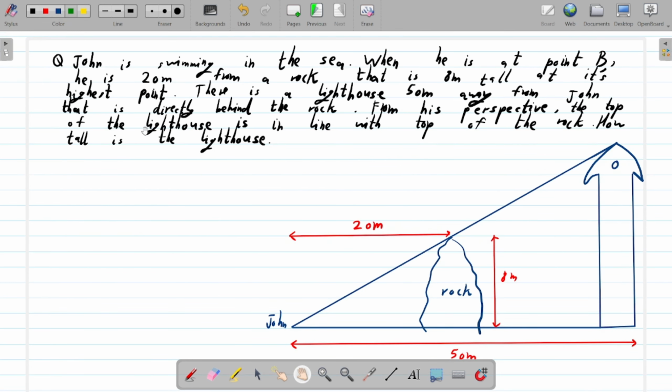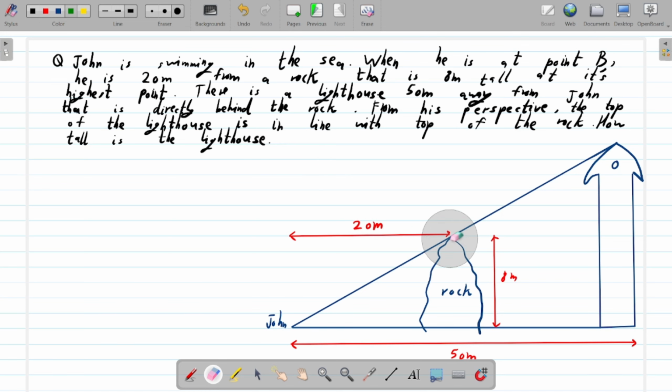Now let's look at one final question, a long question basically. The question is long, the answer is not that long. John is swimming in the sea when he is at point B. He is 20 meters away from a rock that is 8 meters tall. So John is here. 20 meters away from John is a rock that is 8 meters tall. So John is here, 20 meters go here, and 8 meters up here. Then there's a lighthouse 50 meters away from John. So John is here, away here. We have a lighthouse that is directly behind the rock.